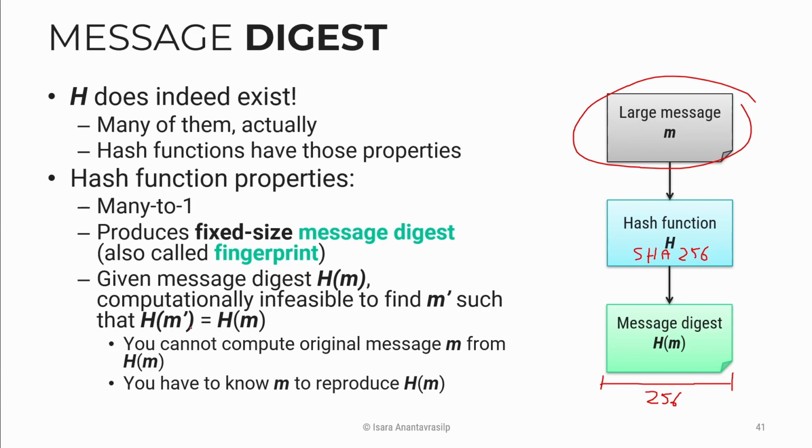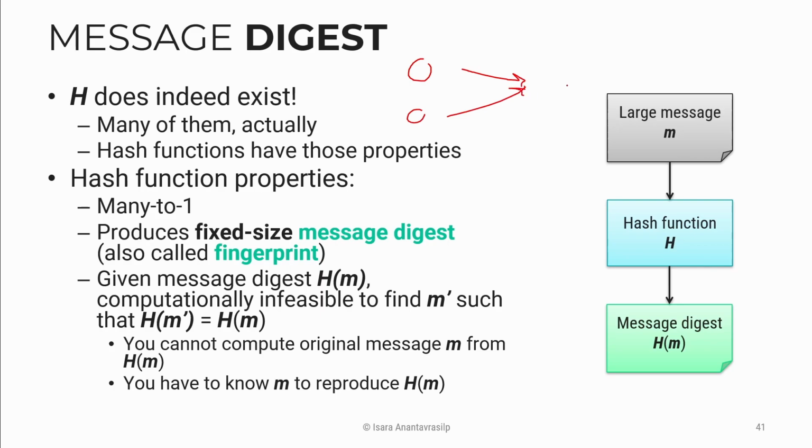Now, given the digest h of m right here, it is computationally infeasible to find m prime such that h of m prime equals h of m. What does it mean? It means that you cannot just randomly generate or change the message somehow and produce this pair. Well, it is possible, of course, because a hash function is many to one, so there could be two inputs that map to the same output. But the property we require is that our hash function should prevent it from being easy to find this pair.